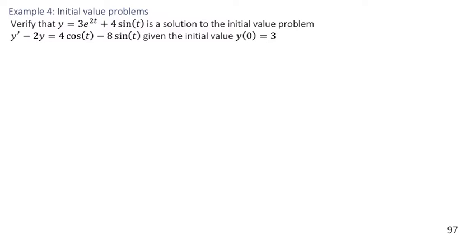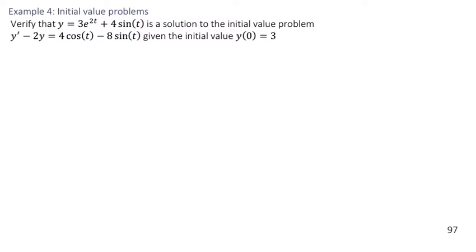So let's verify that y equals 3 times e to the 2t plus 4 sine of t is a solution to the initial value problem y prime minus 2y equals 4 cosine of t minus 8 sine of t. The only new thing we're adding now is that we're given an initial value. So let's start with what we were doing already. Let's verify this is a solution to this differential equation.